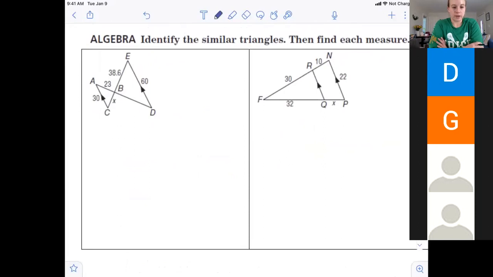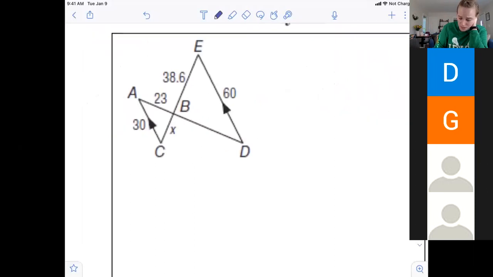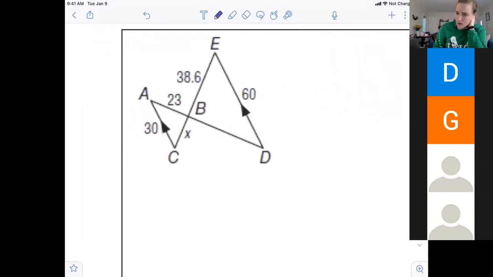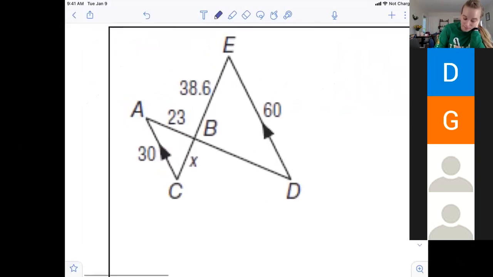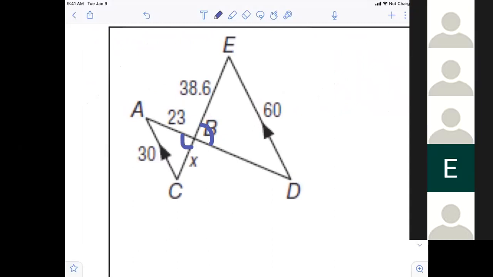All right, so the first one, the directions say identify the similar triangles, then find each measure. So we got to find how the triangles are similar. So I'm going to zoom in here. We've got a lot going on in this picture. I want to tell by the angles that these are similar, excuse me, I keep messing that up. The angles at B are vertical angles, so they are congruent to each other.